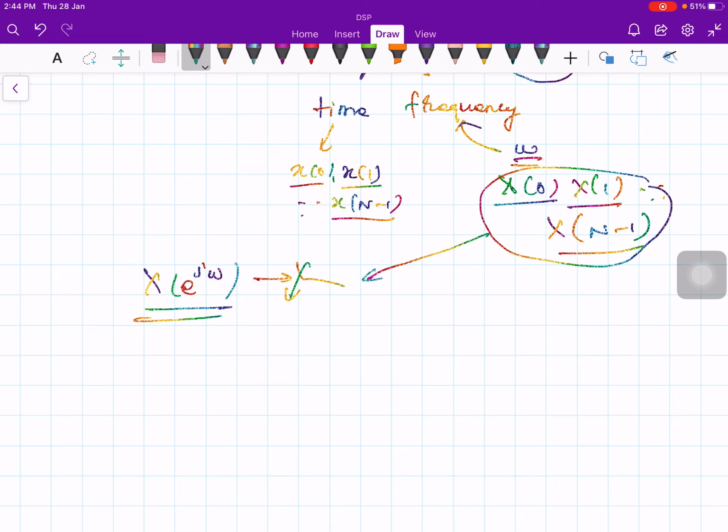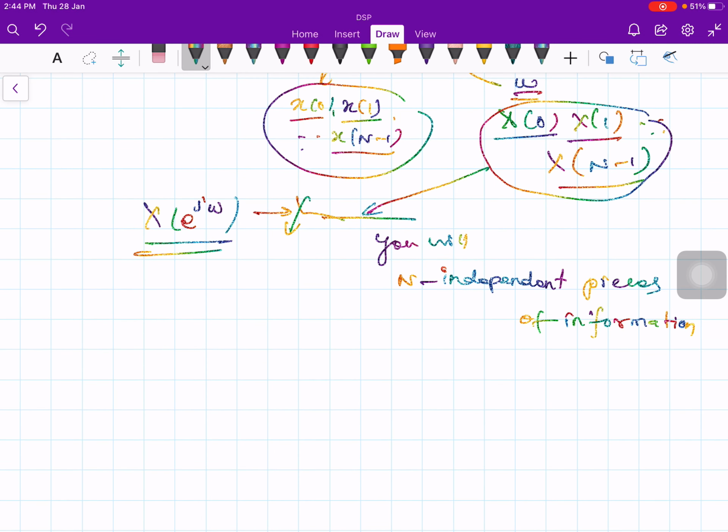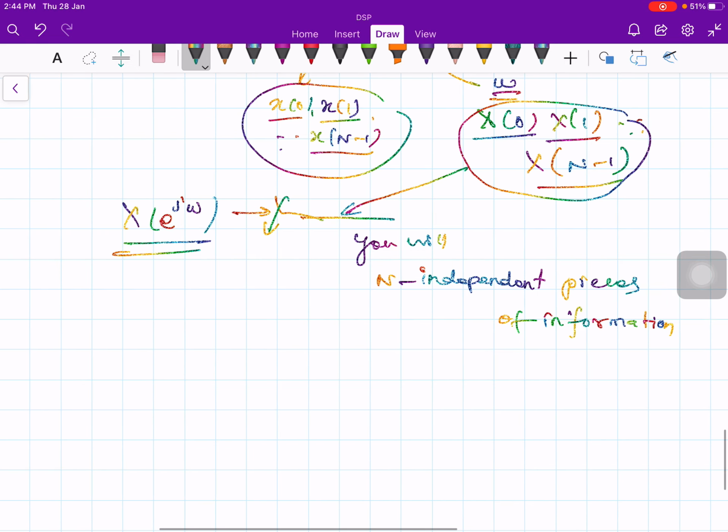In other words, if I sample capital X of e to the j omega at a capital N number of points, and these N points are distinct points, then we have N independent pieces of information. Once you do sampling, you will get N independent pieces of information. In the time domain also we have N independent pieces of information, and these N independent pieces of information should be enough. Okay, that should satisfy.